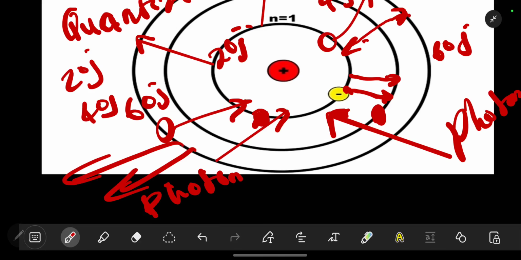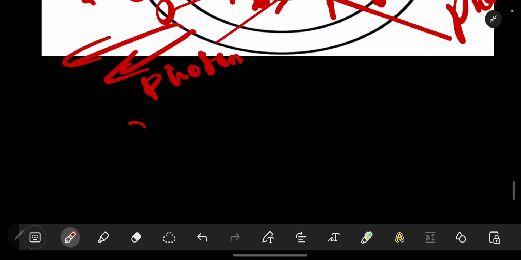This is true as long as you are looking at the Bohr model. So to explain this, we now have what we refer to as a line spectrum.